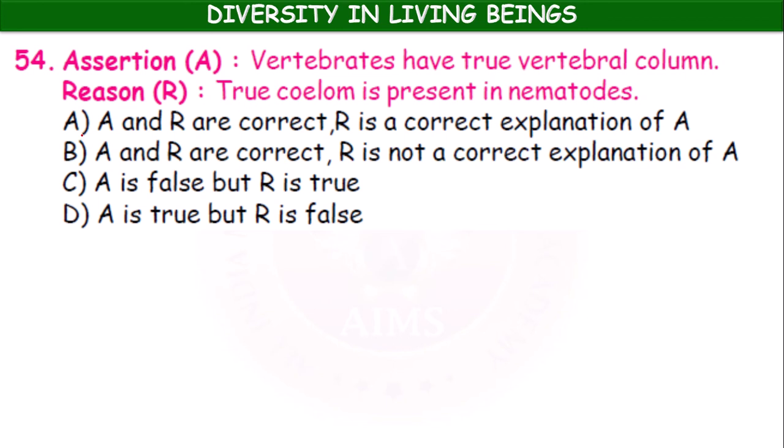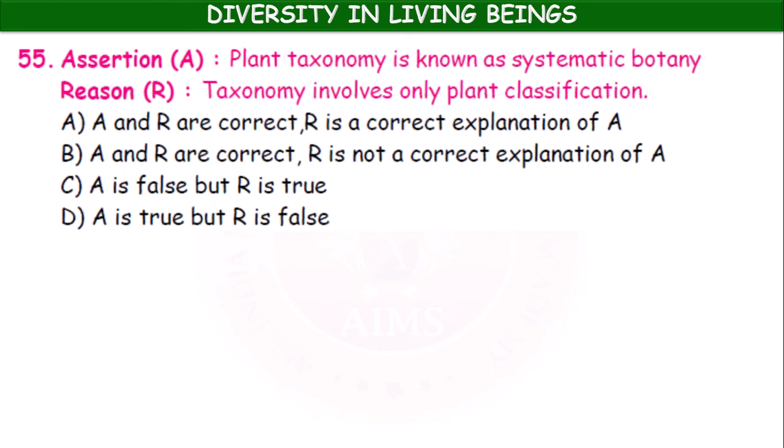Next, vertebrates have true vertebral column is the assertion. Reason: true coelom is present in nematodes. Here assertion is true, but reason is false. Nematodes are pseudocoelomates, so true coelom is absent. Assertion is true, but reason is false.